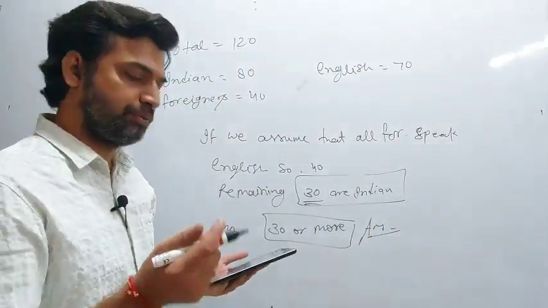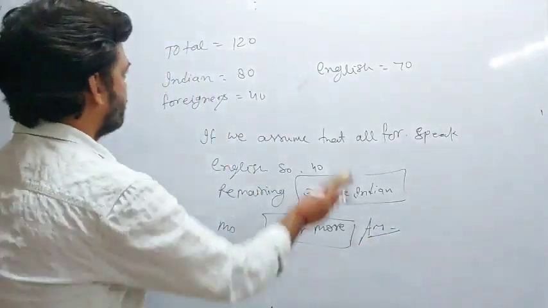If it were exactly at least 30, then we could have done that one. Coming to the next one.